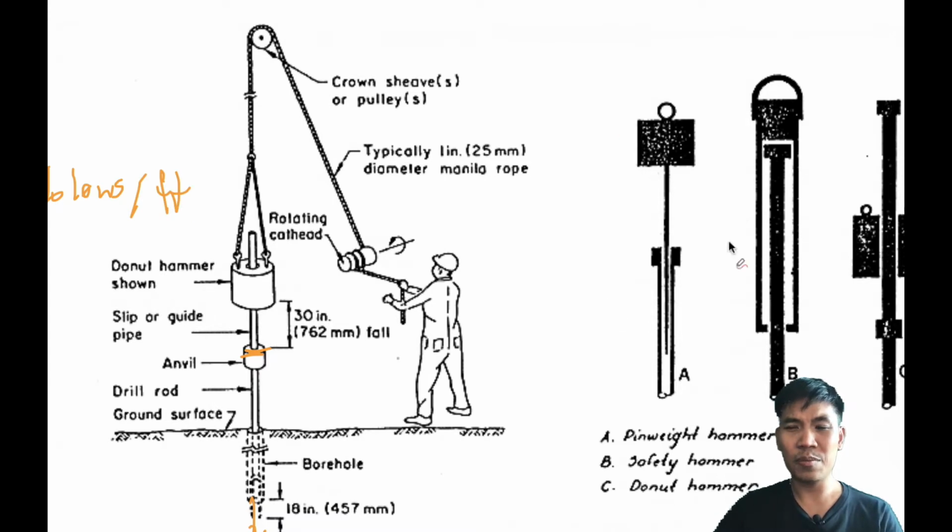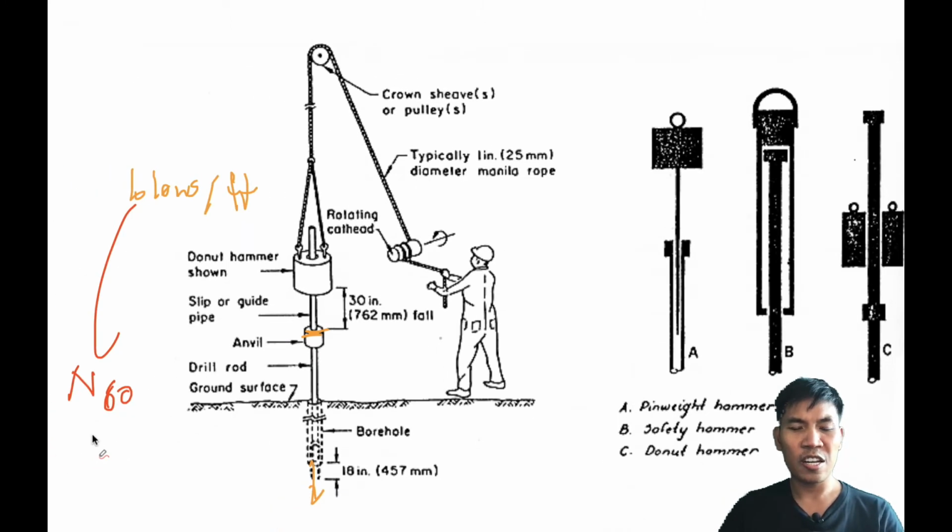This one is SPT, and also from SPT energy is lost. Now we have about 60% of the applied energy to the hammer. So we go to the next part of the testing.